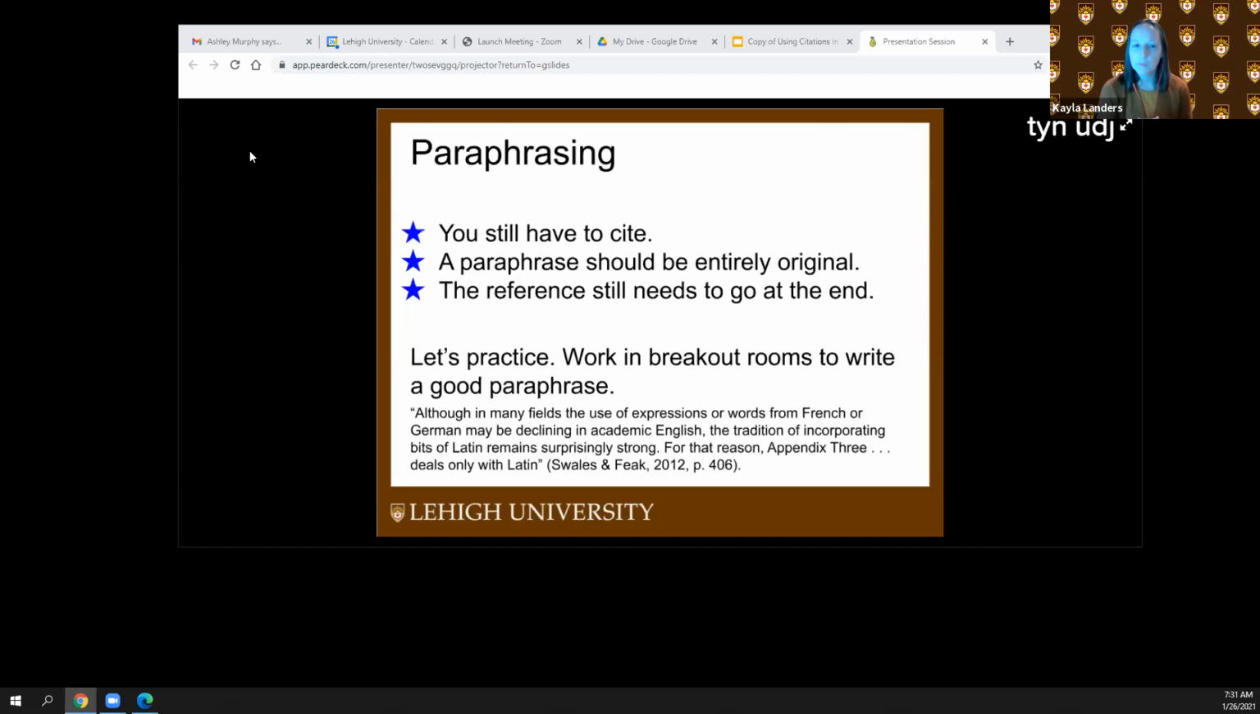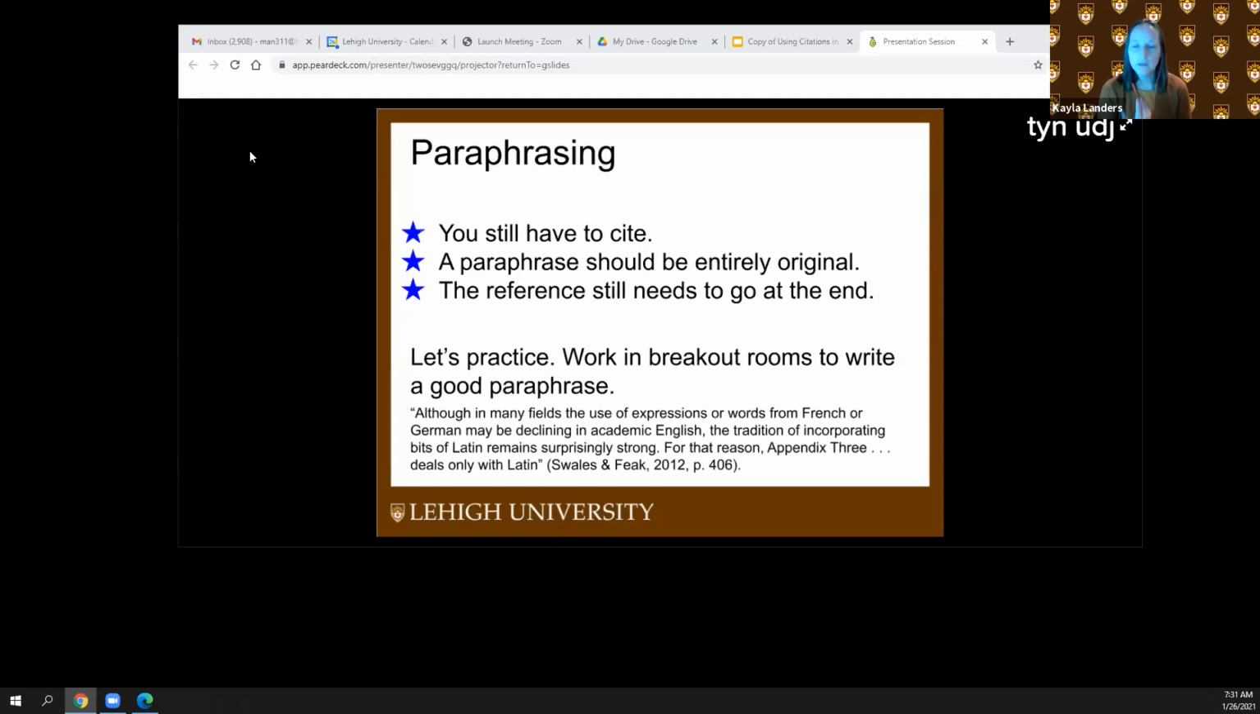Now, one thing that I want to make clear, though, is although it's in our own words, paraphrasing also requires that we restructure the passage. So we're going to look at what that means in a little bit. It's not enough just to change the words, but we have to change that structure. And also, key things, as we saw on the last slide, paraphrasing still requires a citation.